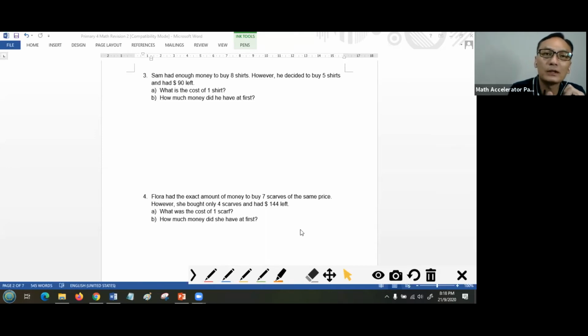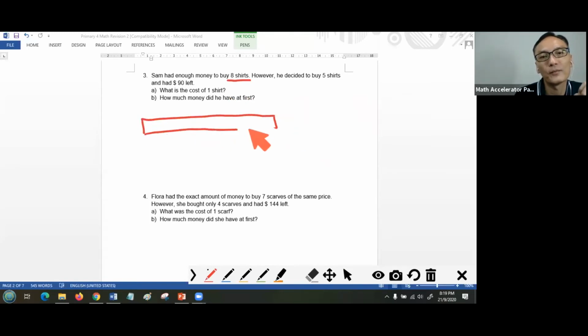Okay, so to understand this question, at the beginning, it says Sam has enough money to buy 8 shirts. So we draw a model that illustrates 8 shirts. We can draw 8 units. Right, and then we put the S to indicate the shirt.